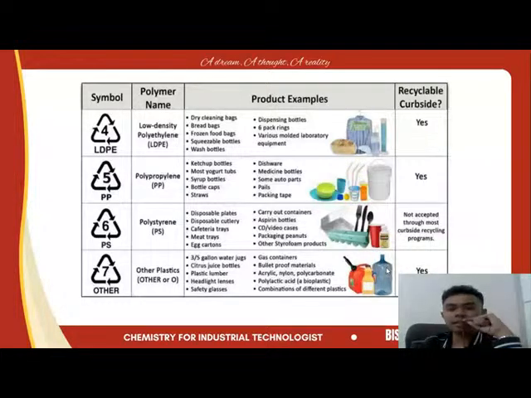All right, I think that ends our discussion about polymers and its uses.